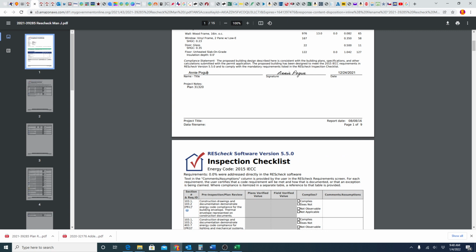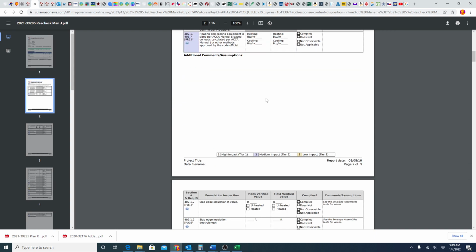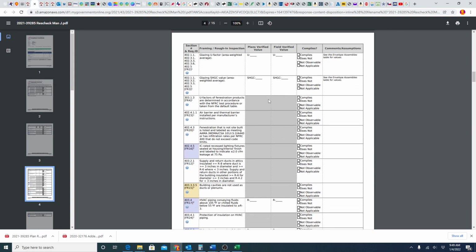Now, you're required to have name, signature, and who prepared the document. Some cities require that these are prepared by an energy certified person through IRC, a ResNet rater, BPI certified individual, or architect and engineer. Not all cities require that. But if yours does, look through your recommendations.